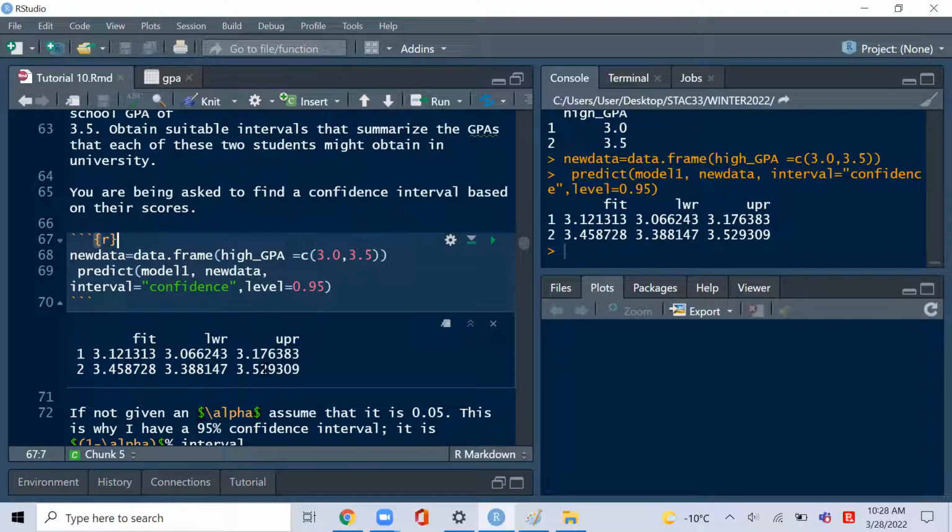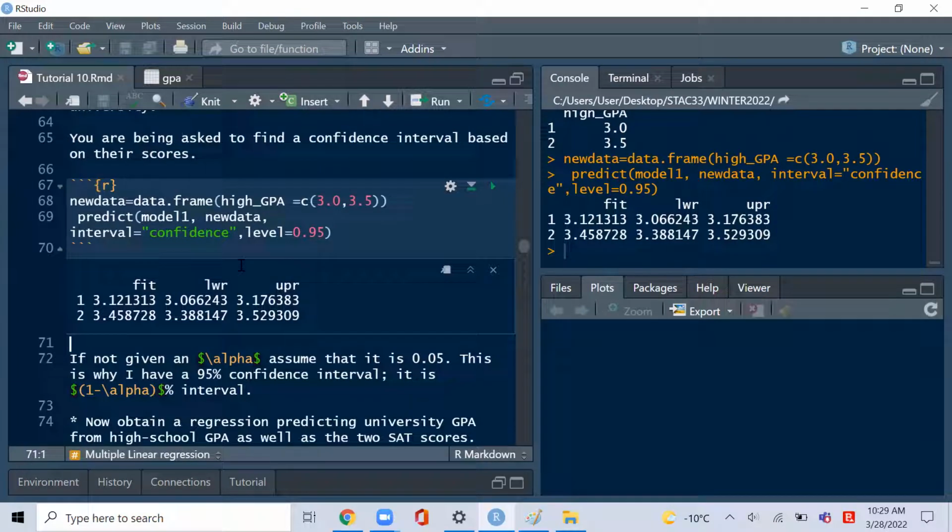So what does it mean? It means if you take many samples of size 105, you expect that 95% of the time, the actual parameter for the GPA you observe for students who had a high school GPA of 3.0 and 3.5 will sit in these intervals. So you intuitively expect the interval to contain larger numbers when somebody performed better in high school, because it's a positive relationship.